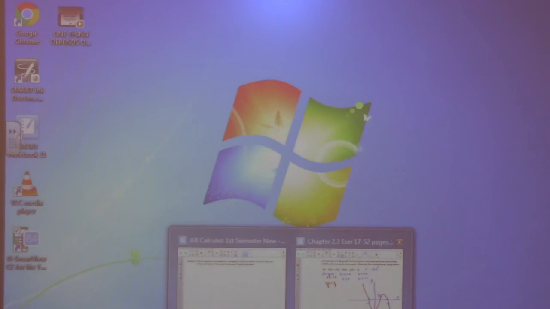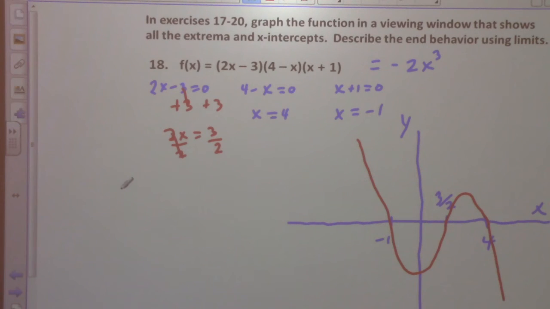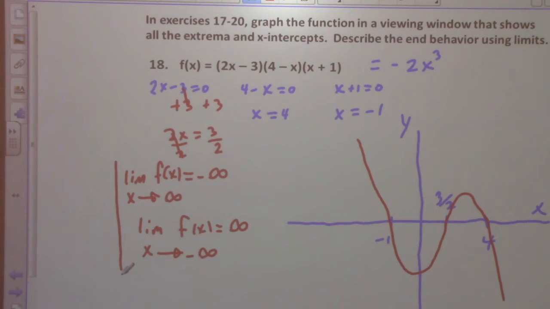And the limit as x approaches infinity of f of x is negative infinity, and the limit as x approaches negative infinity of f of x equals positive infinity. Okay, so that'll be our answer.